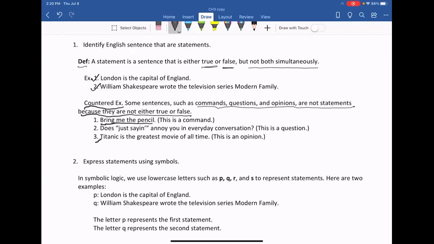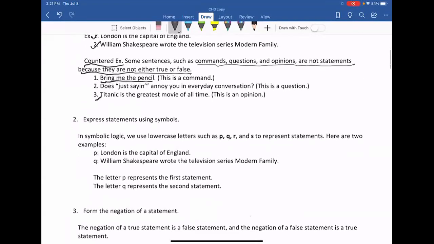Another one, third one, Titanic is the greatest movie of all time. This is an opinion. Everybody has their own greatest movie in their mind. So this one cannot be called true or false. This is an opinion for people. Okay. This is not a statement. Okay, let's move on to part 2.